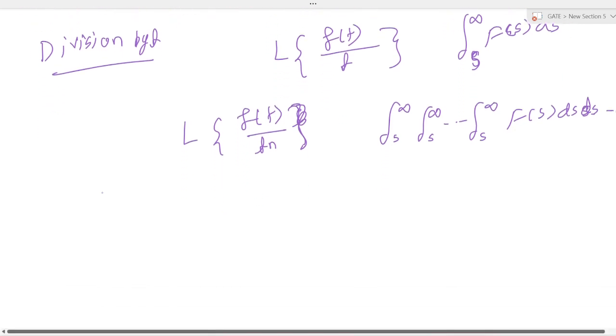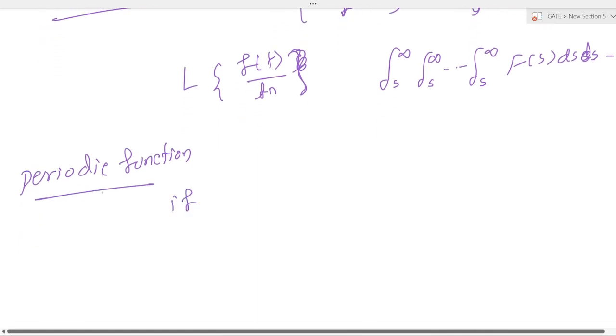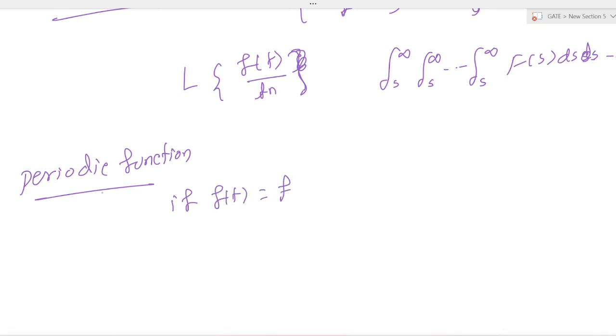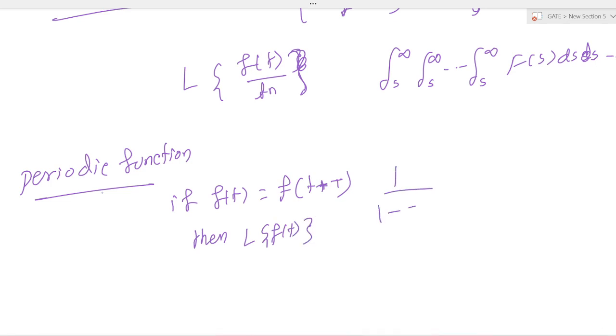Next, periodic function, a very important formula. If f(t) is equal to f(t plus T), then L{f(t)} is equal to 1 by (1 minus e^(minus sT)) times the integral from 0 to T of f(t) e^(minus st) dt.